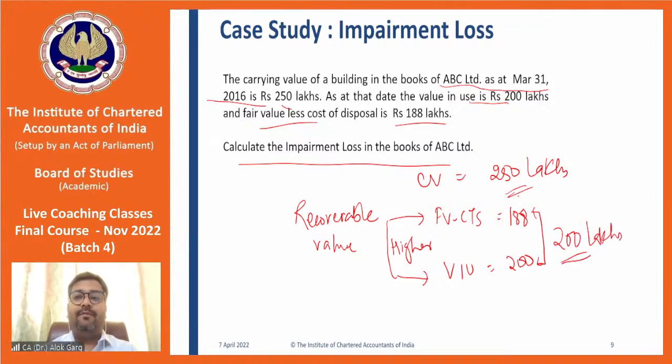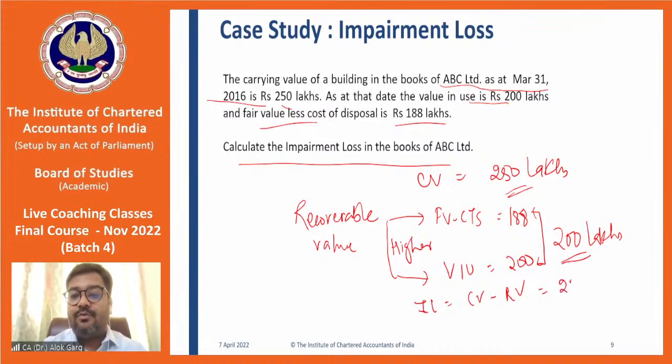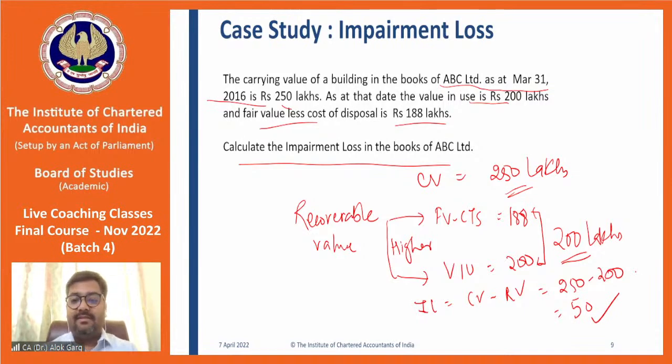My carrying value is 250 lakhs. Is there any impairment? Yes. My carrying value is higher than the recoverable value. So I have shown my asset in the balance sheet at higher value than the recoverable amount. So what is the impairment loss? Impairment loss is equal to carrying value minus recoverable value. So it is 250 minus 200. It is 50 lakhs. Okay. So impairment loss is 50 lakhs.